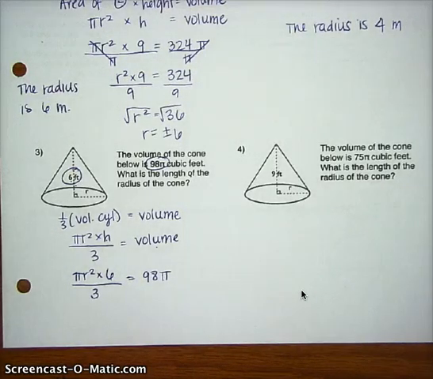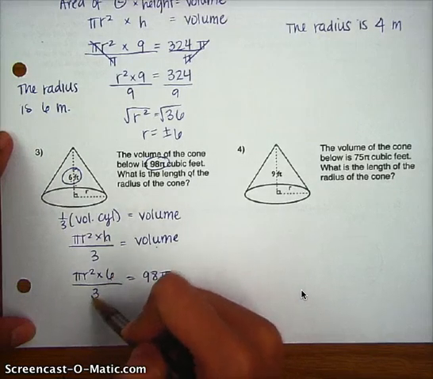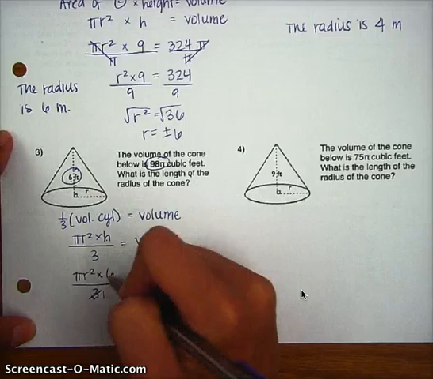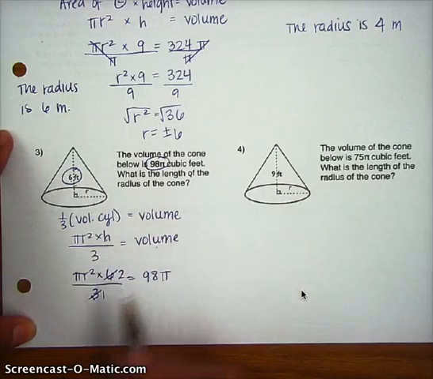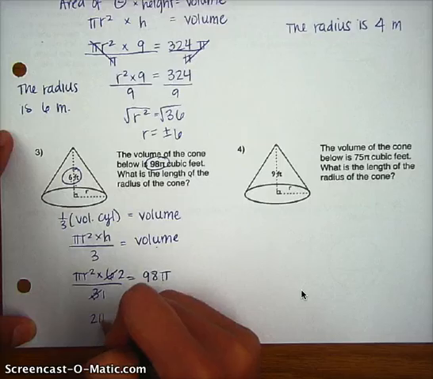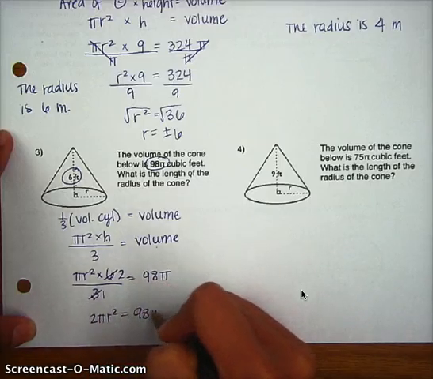It won't always happen, but if it is possible, you want to. Here, I could reduce both the 6 and the 3 by 3. So 3 divided by 3 is 1. 6 divided by 3 becomes a 2. So now I'm going to be left with 2 pi r squared equals 98 pi.